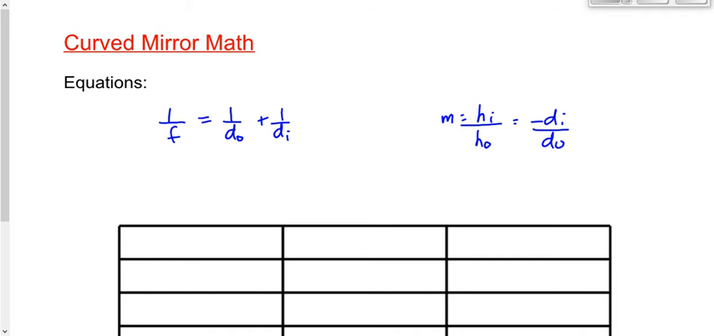What does f stand for? What does f stand for, Matt? No, the focal length. It's the distance from the mirror. Sometimes they say from the vertex of the mirror, but from the middle of the mirror to the focal point. Distance from the mirror to the focal point.